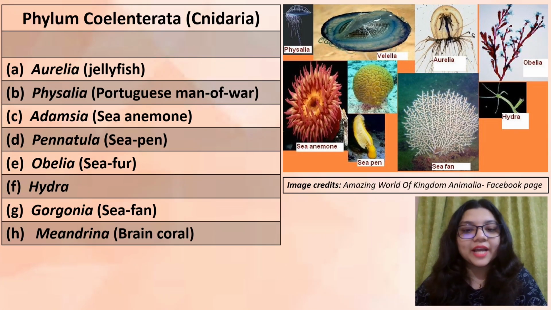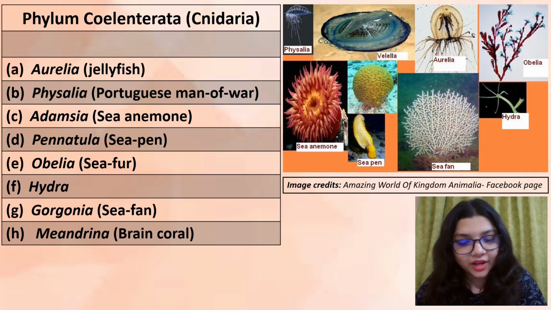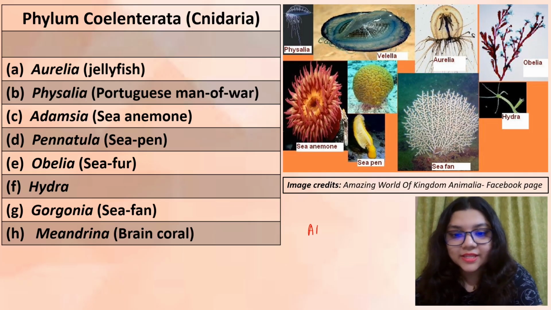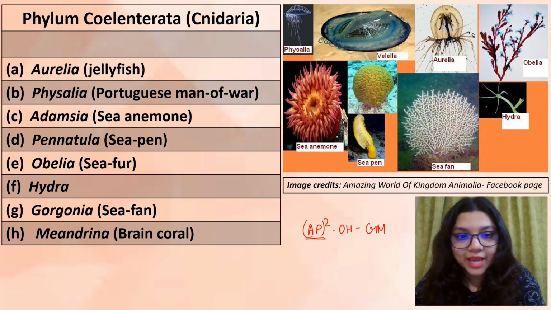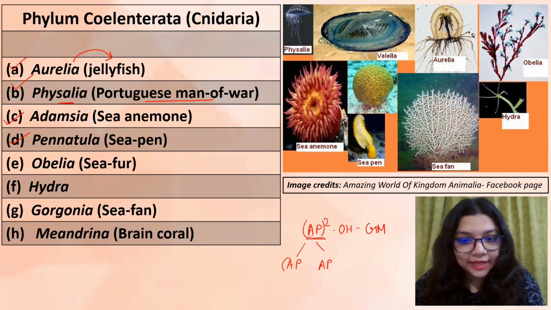Next up we have phylum Coelenterata, also known as Cnidaria. I remember these examples as AP square, Oh, good morning. This is how I remember. AP square, Oh, good morning. What is AP square? The first AP is Aurelia, Physalia. Aurelia is jellyfish. Physalia is known as the Portuguese man of war. Second AP is Adamsia, sea anemone, and Pennatula, that is sea pen. So AP square done: once you have AP, then again you have AP. Aurelia, Physalia, Adamsia, Pennatula, right?